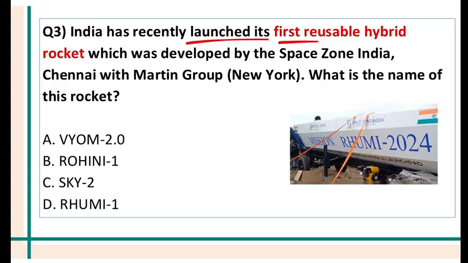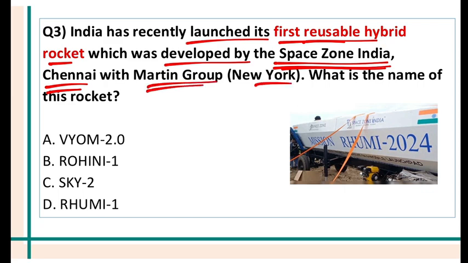India has launched its first reusable hybrid rocket, which was developed by Space Zone India, a private space technology company in Chennai, with Martin Group of New York. So what is the name of this rocket? This rocket is called Rumi 1, RHUMI, Rumi 1. It was developed by a company based in Chennai, Tamil Nadu, called Space Zone in collaboration with a company from America called Martin Group.